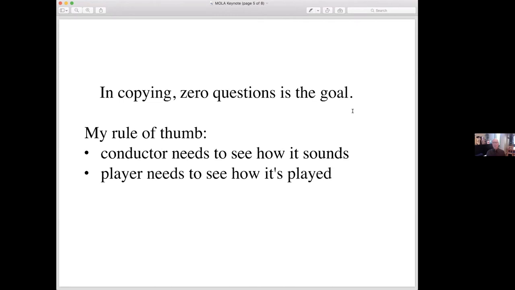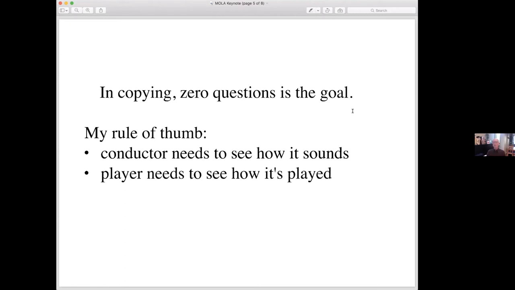In copying, as I said, zero questions is the goal. I don't think I've had a situation where there have been zero questions in rehearsals. But when I'm in a rehearsal, whatever questions come up, I make notes and I go back and correct them in the score and in the parts afterwards, so that I'm keeping my edition up to date.